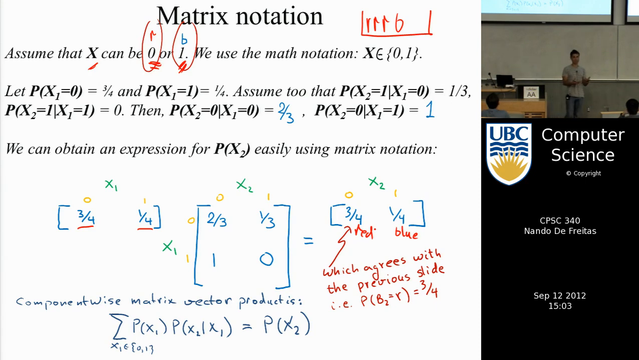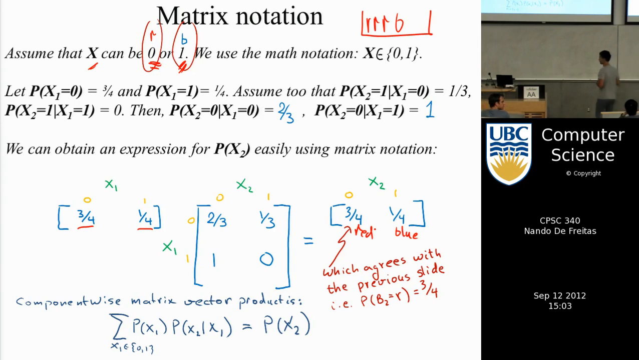So if you know matrices, instead of doing each of these guys one by one, you can just form the matrices, multiply them, but you have to be careful how you multiply them. I'm doing a left multiply here instead of a right multiply, and then we get the probability of the next variable.